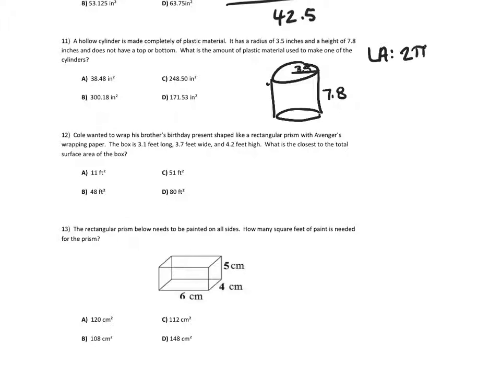So that's our formula right there, 2 pi RH. Remember, it's perimeter times the height. So 2 times 3.14 times radius, which is 3.5, times the height, which is 7.8. So 2, and I'm going to use pi because they're using pi on this, times 3.5 times 7.8. It's 171.53 in your calculator, which is answer choice D.